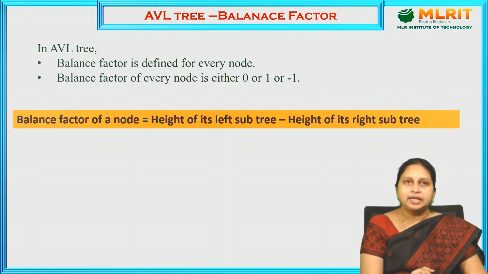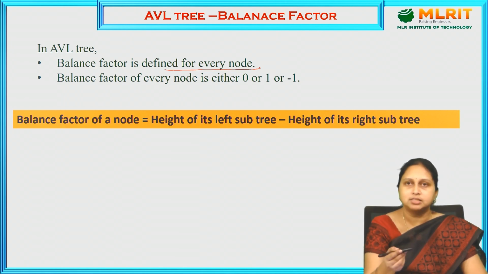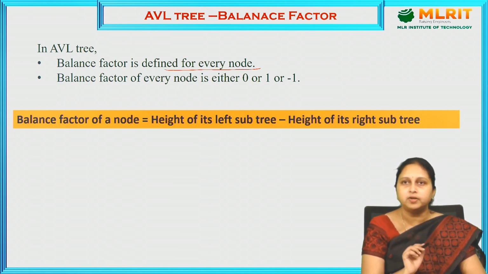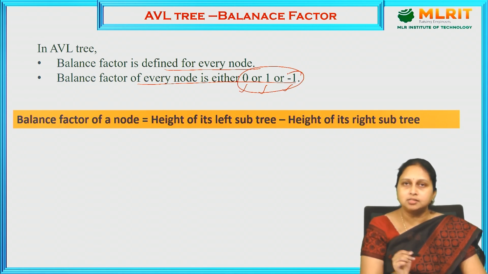Now, in an AVL tree, the balance factor is defined for every node. As we have seen in the previous example, for every node we need to find the balance factor. How are we going to find the balance factor and what values should it contain? The balance factor of every node is either 0 or 1 or minus 1. Only these 3 values it should have. If you get any value of 2 or greater, or minus 2 or less, in that particular case we need to perform some operations to make the tree balanced.